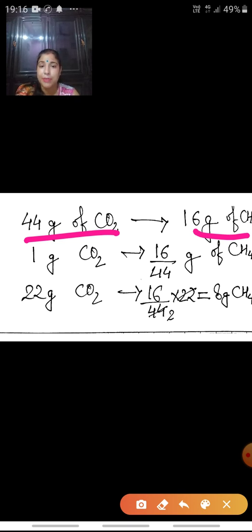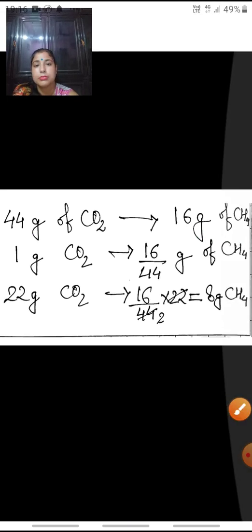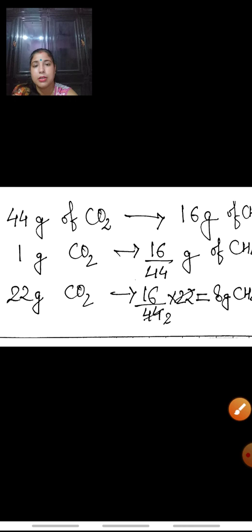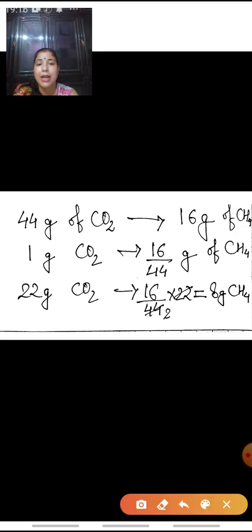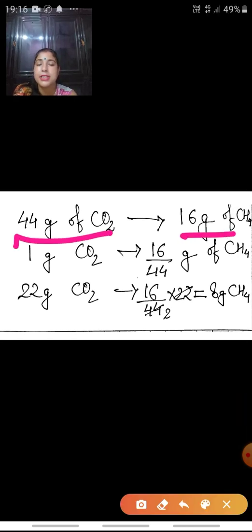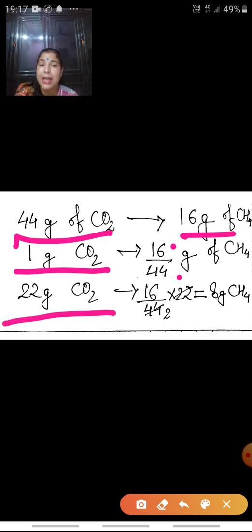Now, according to the balanced chemical equation, 44 grams of carbon dioxide gives 16 gram of methane. Applying unitary method to this, 1 gram of carbon dioxide will produce how much gram of methane? 16 divided by 44. Now we have to calculate for 22 gram of carbon dioxide. So 22 gram of carbon dioxide will be given by 16 divided by 44 multiplied by 22. So the answer comes out to be 8 grams of methane.